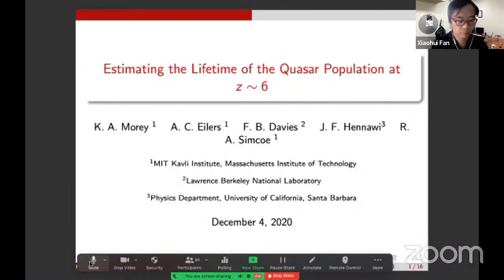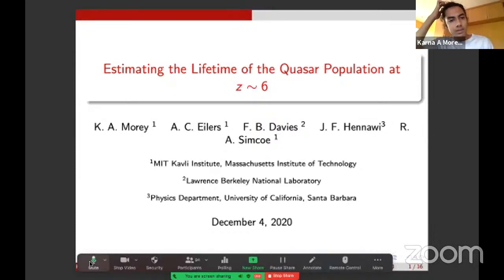Can you all see this? Yes. Hi, thank you. My name is Karna Mori, and I'm a third year undergrad at MIT. Today I'll be talking about estimating the lifetime of the quasar population at redshift 6 via their stacked proximity zone. This work was done in collaboration with Christina Eilers, Fred Davies, Joe Hennawi, and Rob Simcoe.